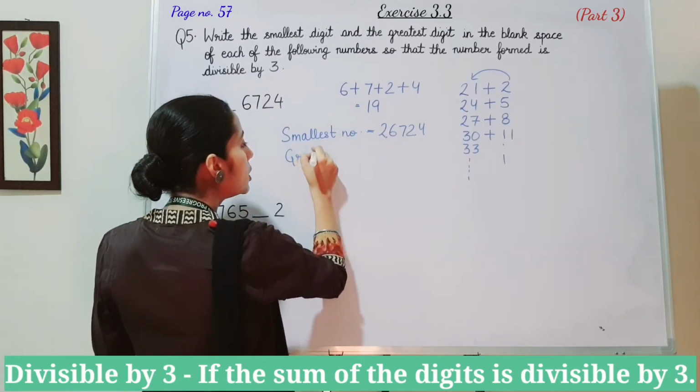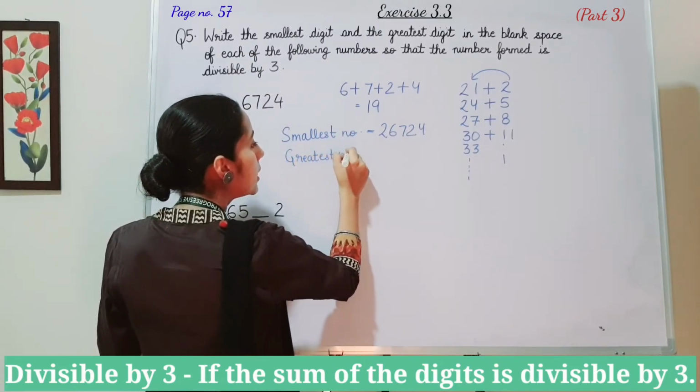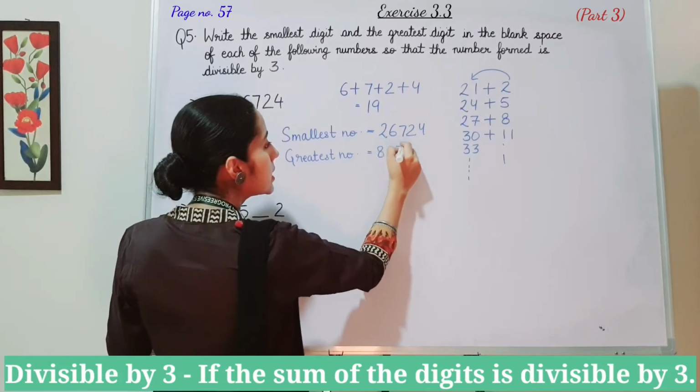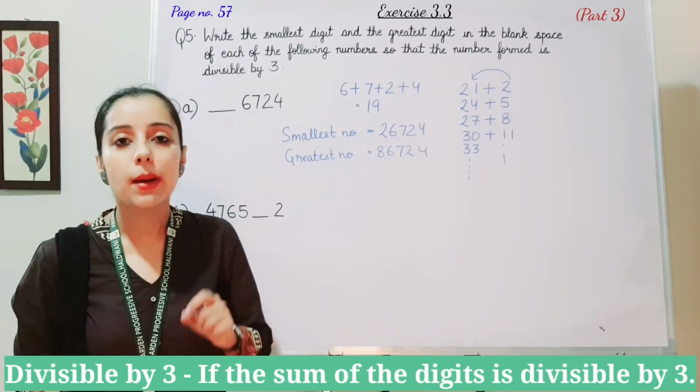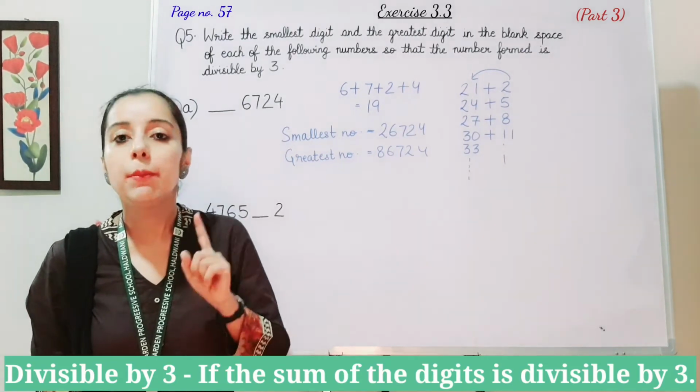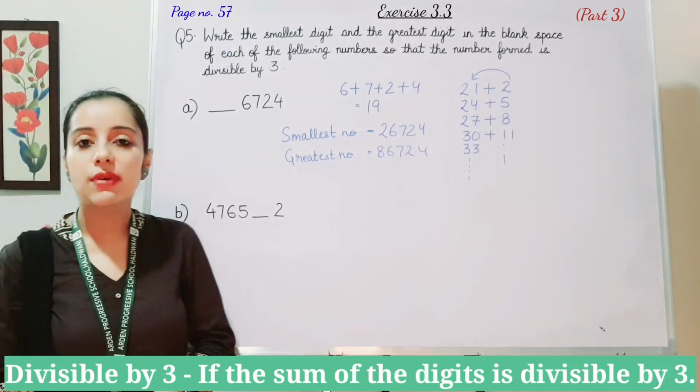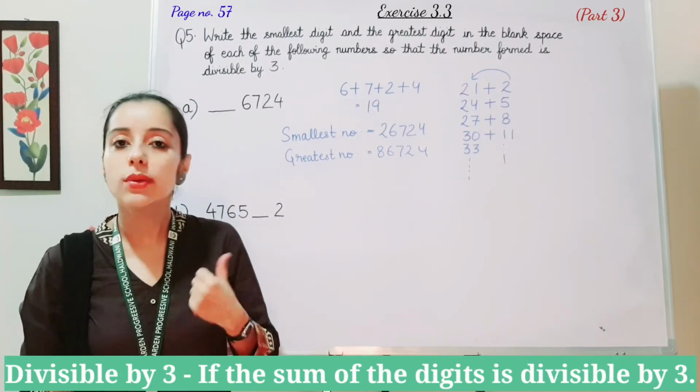And the greatest number which we have formed here is 86724. If you add these digits, you will get a number which is divisible by 3. B bar: 4765-2. Let us find out their sum.